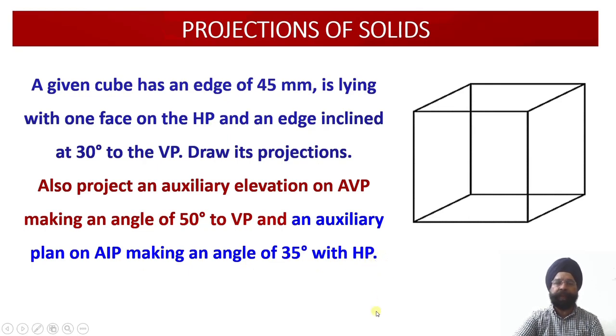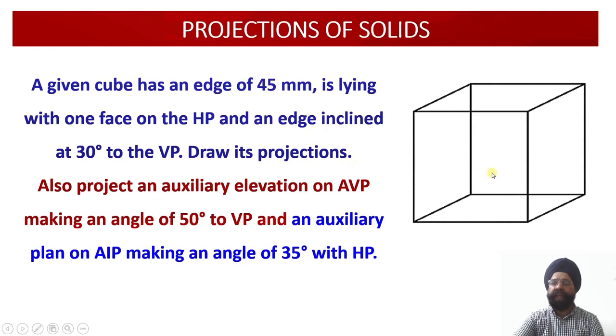So let us read out the statement. The statement reads as: a given cube has an edge of 45 millimeter. It is lying with one of its faces on the horizontal plane, with the edge inclined at an angle of 30 degree to the VP. We can check over here. This edge of the cube is inclined with respect to the vertical plane at an angle of 30 degree. So first of all, we are going to draw its projections.